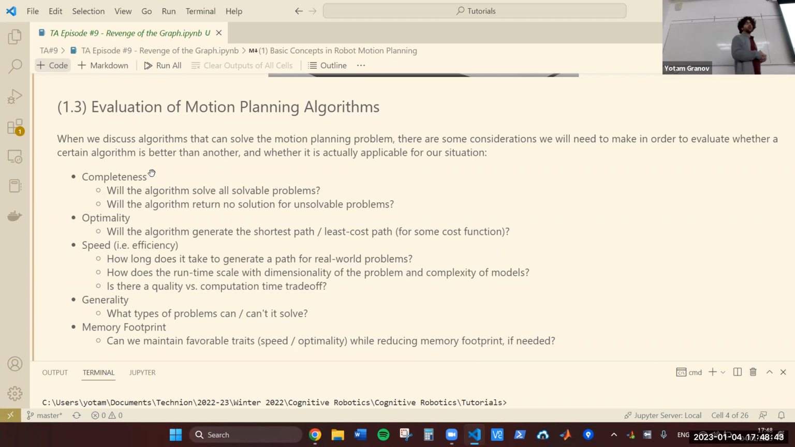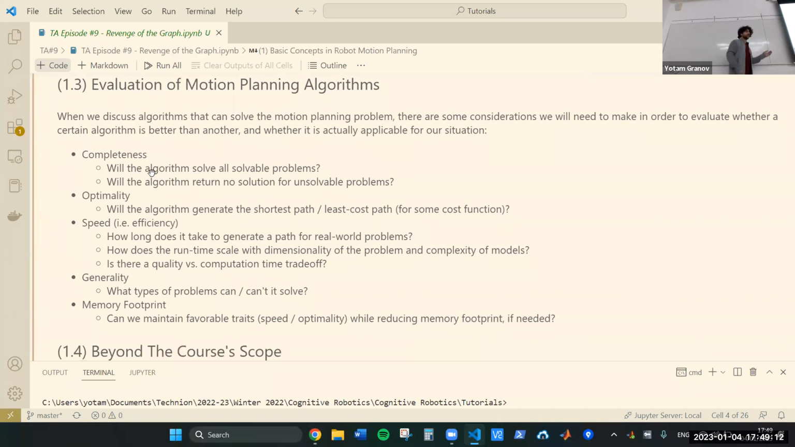Same with optimality. It's not enough just to solve the motion planning problem. You might have a very wonky way to get somewhere. For example, if I want to go from the Asmacha dorms to the mechanical engineering faculty, I could take the whole loop around, or I could go straight. It's not enough to just take a whole loop around, because obviously this is super inefficient in terms of energy. So we'll look for algorithms that are optimal, that find us the best path possible between 2 points.